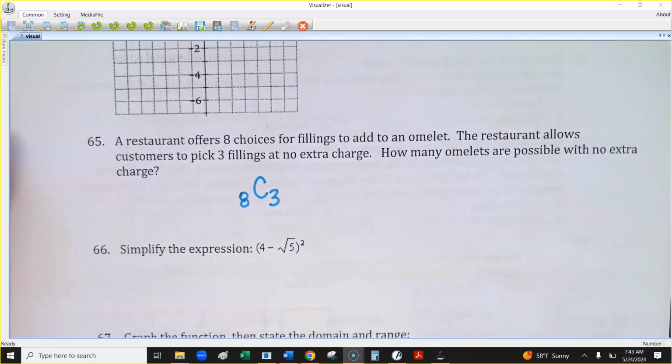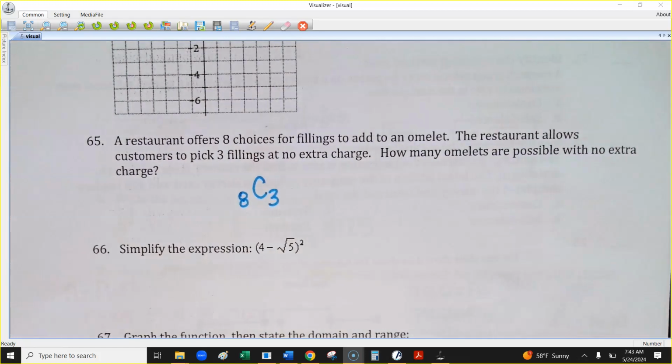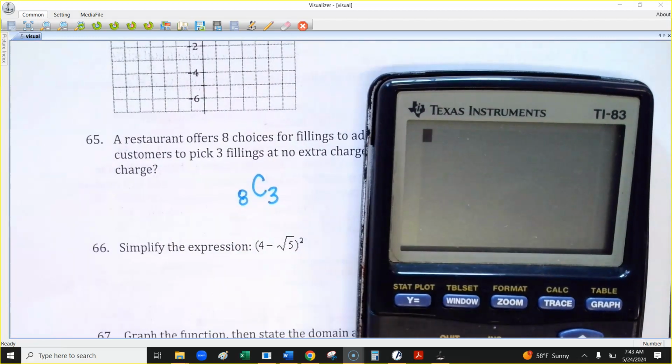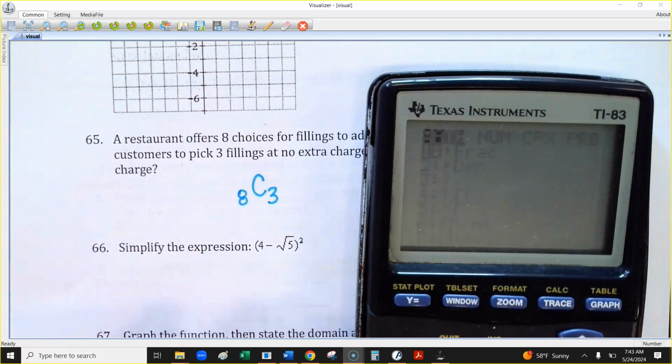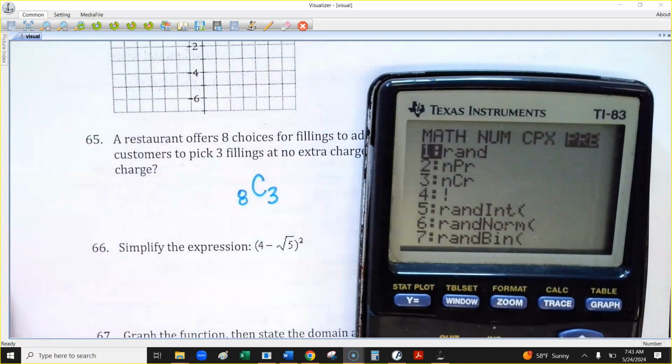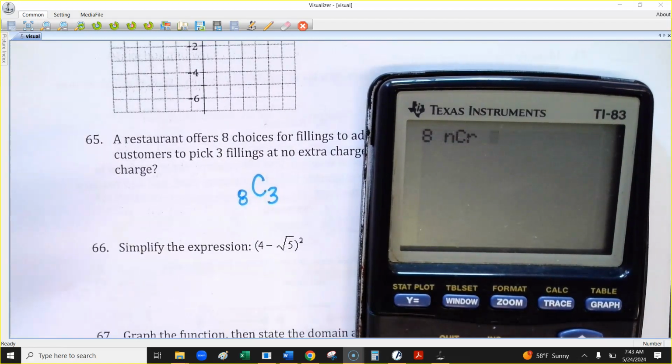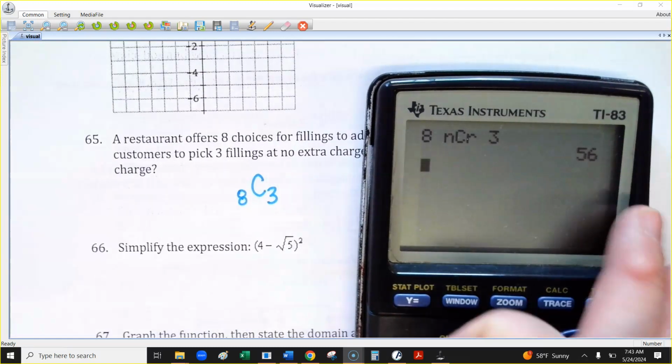Now, you can use a graphing or scientific calculator to do this. Sorry, I didn't bring mine up here. On the 83s, you have to type the number first. So I'm going to type 8, you hit math. You're going to go to the probability menu when you get in there, and pick the combination. So that's the third one down. You hit enter, and then you have to enter how many of the total that you want to choose. So we want to choose 3, and then it'll tell you the number of omelets you can make, which for this question should be 56.